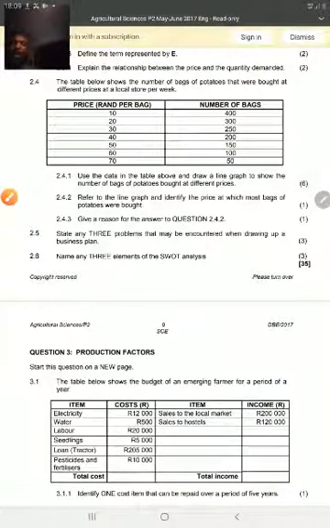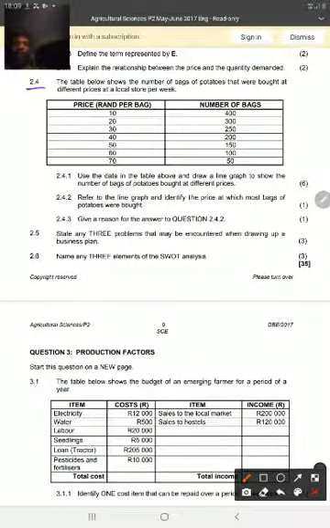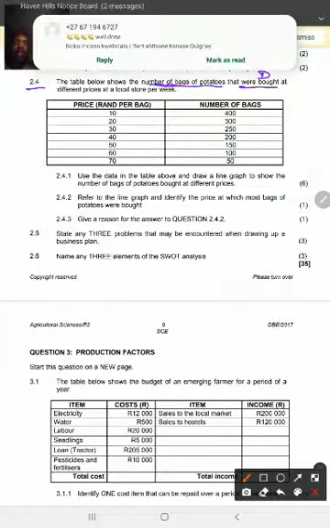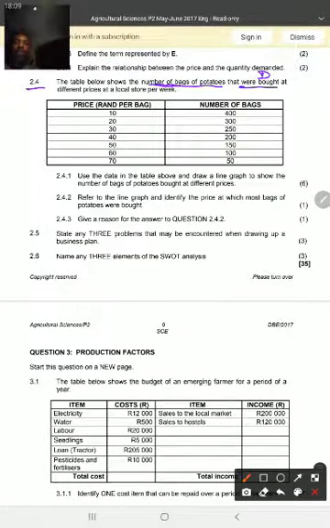All right, guys, moving forward to 2.4. It's a table. The table below shows the number of bags of potatoes that were bought. We know once they mention bought or consumers, it's demand, né? At different prices.